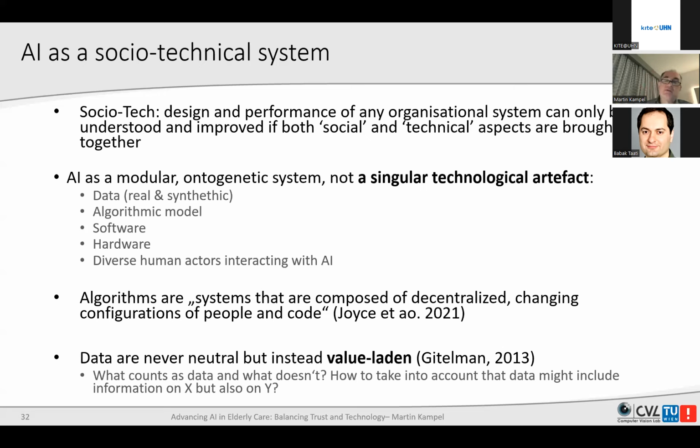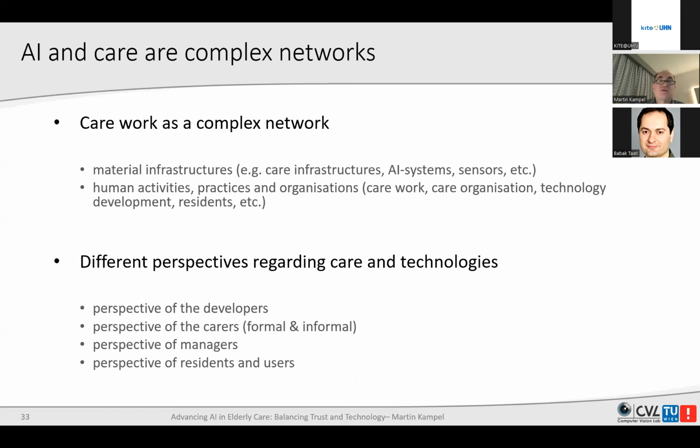So, some questions relating to the socio-technical aspects. AI and care are really complex networks. Care work is a complex network. We have the material infrastructure, care infrastructures, AI systems, and sensors, but we also have human activities, practices, and organizations. For example, care work, care organization, technology development, residents.